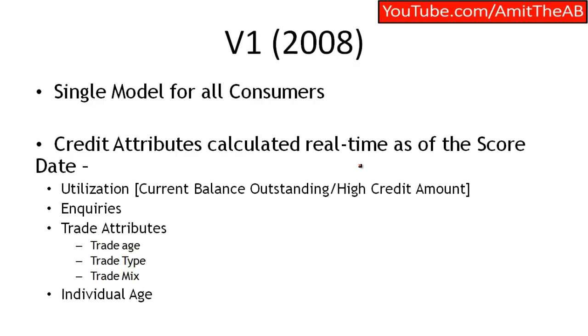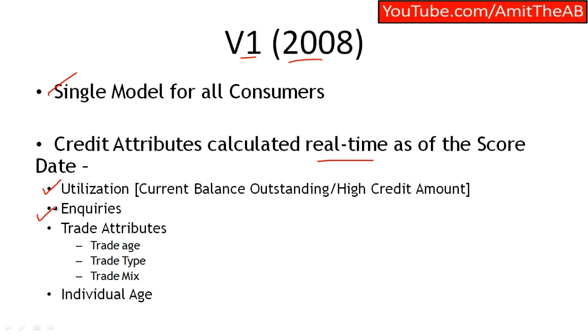So let's see each and every version. Version 1, launched in 2008, was a single model for all consumers. So it was like a general blanket. The credit attributes considered were on a real-time basis as of the score date. First was utilization, that is, credit balance outstanding versus high credit amount.